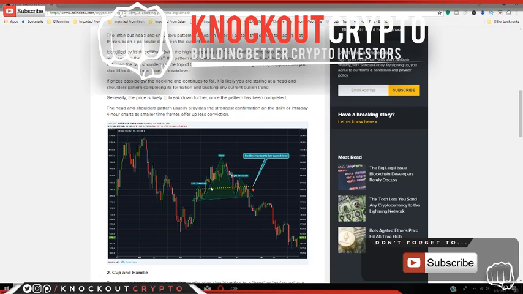The neckline represents the key support level right here. If the price passes below the neckline and continues to fall, it is likely you are staring at a head and shoulders pattern completing this formation and bucking any current bullish trend. Generally, the price is likely to break down further once the pattern has been completed. The head and shoulders pattern usually provides the strongest confirmation on the daily or intraday 4-hour charts, as longer time frames offer up less conviction.